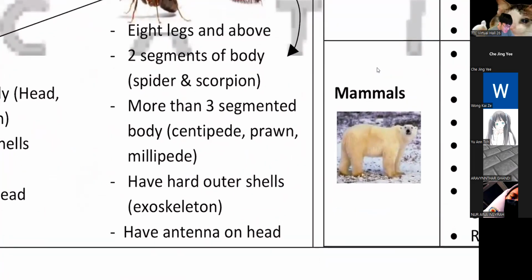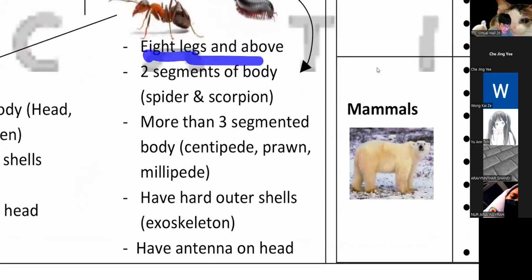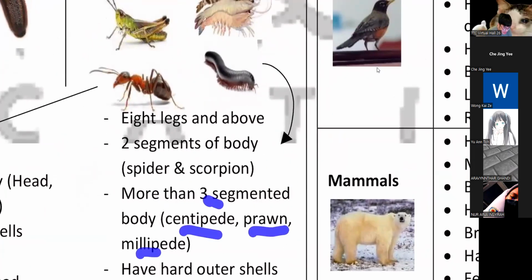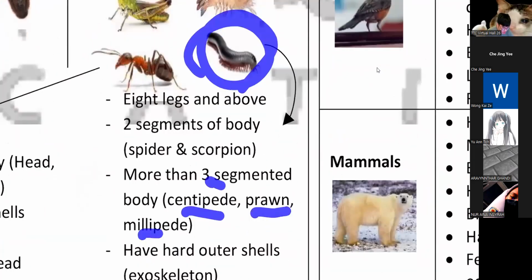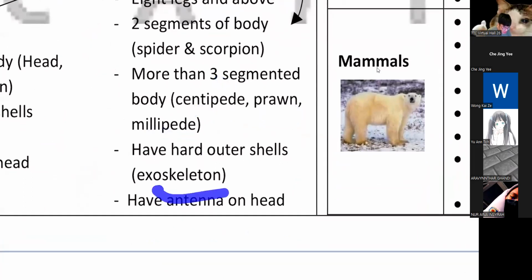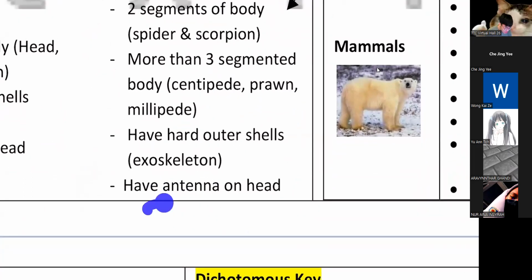Okay, so more than 3 pairs of legs. Okay, you have your spider. Okay, they have 8 legs and above. They have 2 segments like spider and scorpion. Some they are more than 3 like centipede, prawn, and millipede. Okay, there's more than 3 segments, and it also has an outer shell, exoskeleton. Also, it has an antenna on the head.